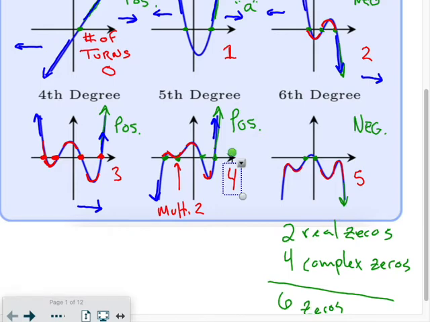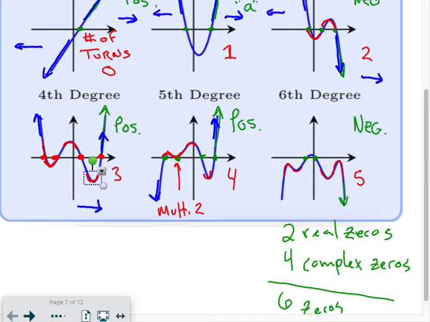Okay, so now we're going to start making connections, right? So we've looked at the number of turns so far. For a line, there's 0 turns, the degree is 1. For a quadratic, there's 1 turn, the degree is 2. For a cubic, there's 2 turns, the degree is 3. So at this point, you should be noticing a pattern that the number of turns the graph will have is 1 less than the actual degree of the polynomial. So in this case, we have 1, 2, 3 turns, but this is the 4th degree.